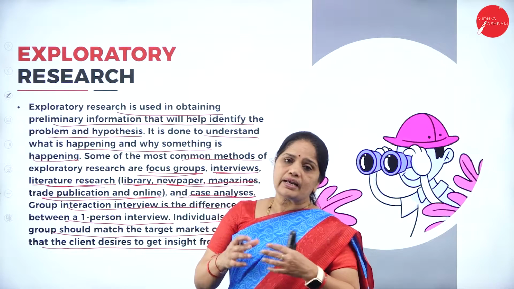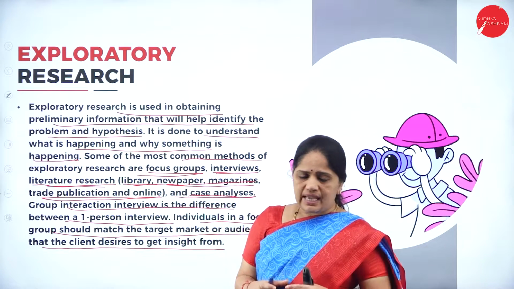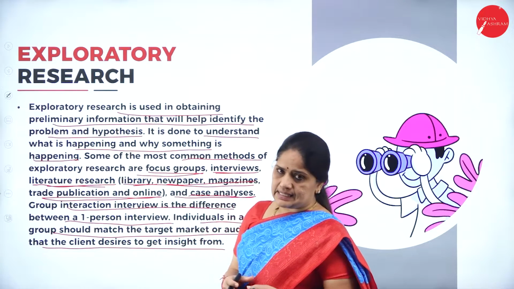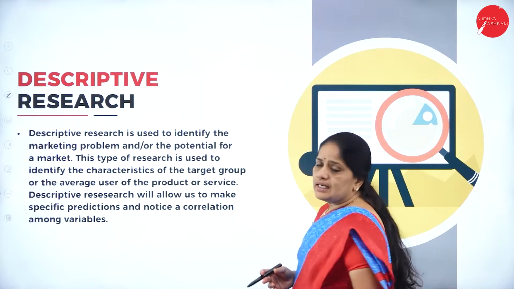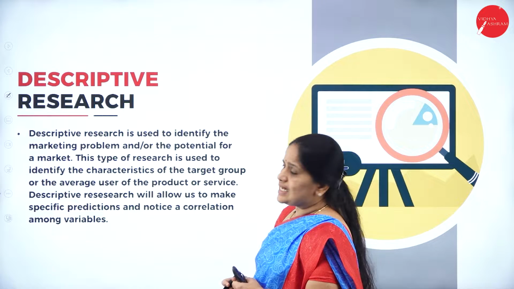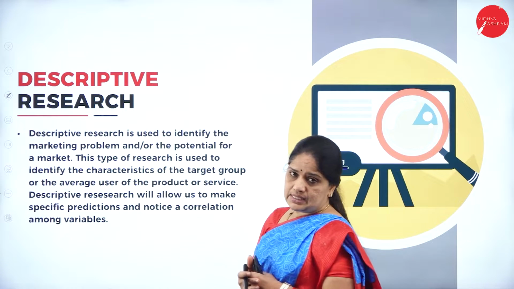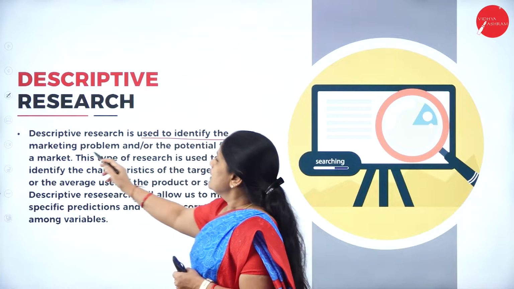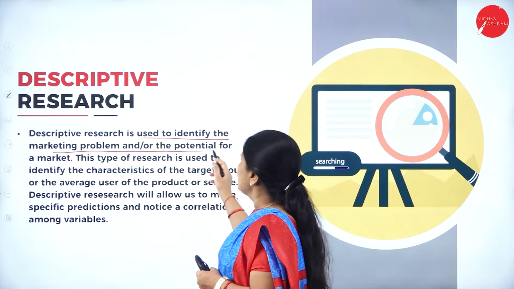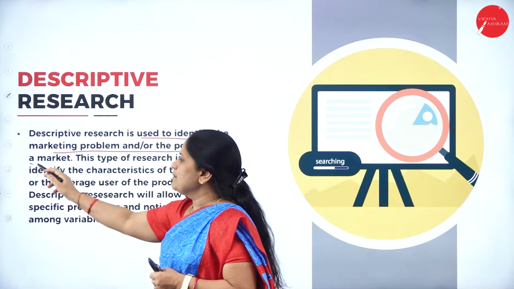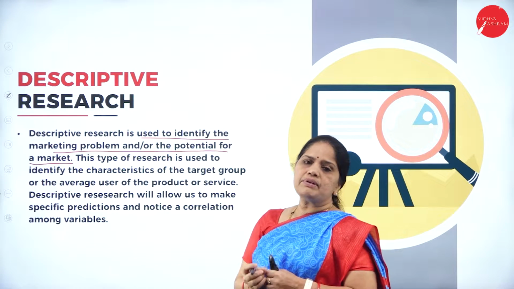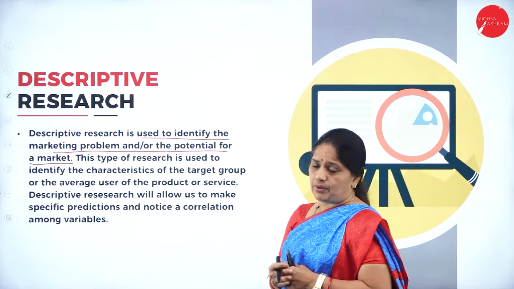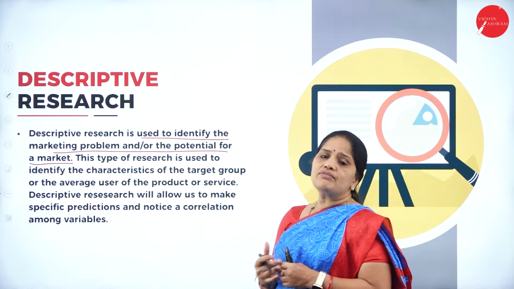Just like you are exploring a new area, the same way you will be exploring new solutions for an existing problem. Next, the second type of research design is the descriptive research design. Descriptive research is used to identify the marketing problem and or the potential for a market. So, descriptive research refers to identification of the marketing problem or the potential for a market.